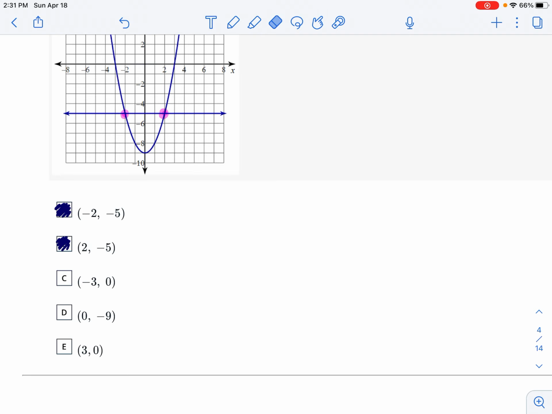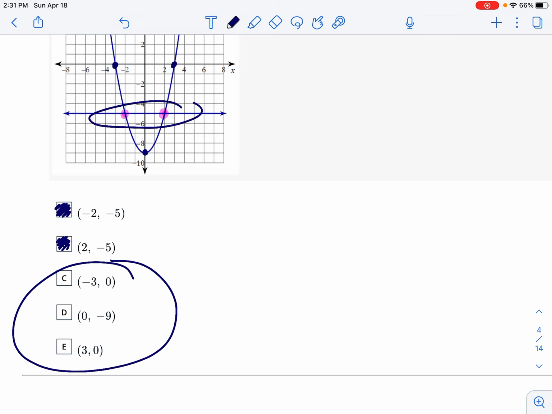But then when I just look at what the rest of the options were, if you chose 3, 0, you just happen to find its x-intercept, which I didn't ask about. If you chose 0, negative 9, you found the vertex. You found the minimum point. You found the y-intercept, which I don't care about. And 3, 0, you found the x-intercept. So if you picked any of these, they're important points, but they are not intersection points. That's what I was looking for.